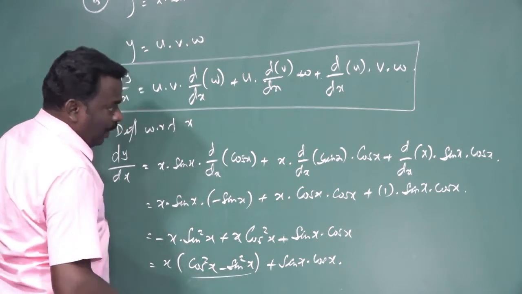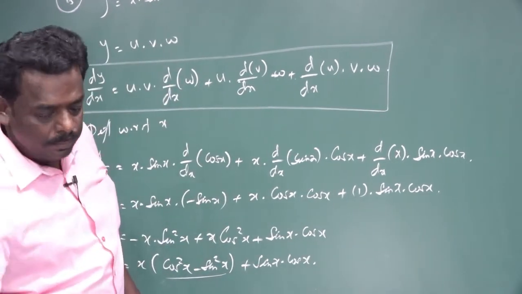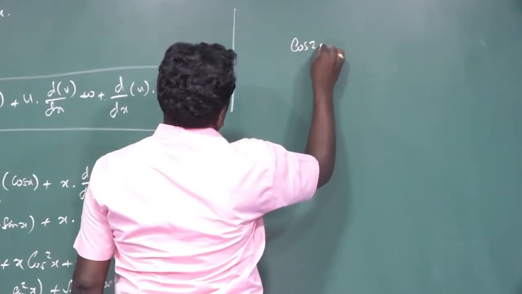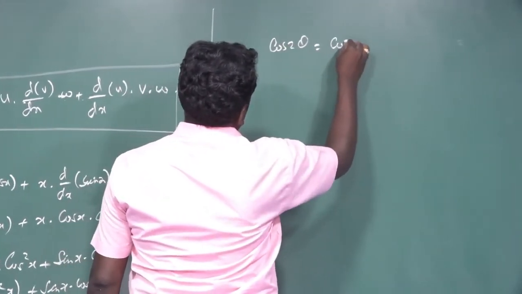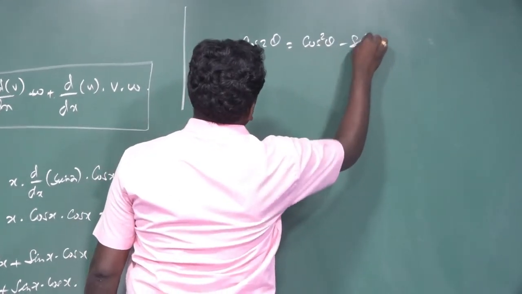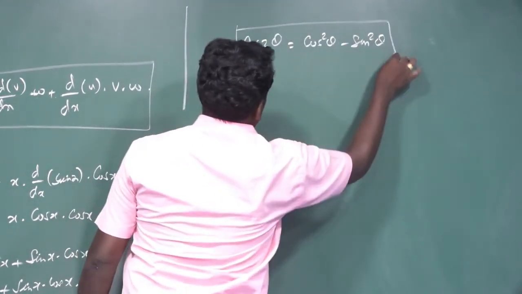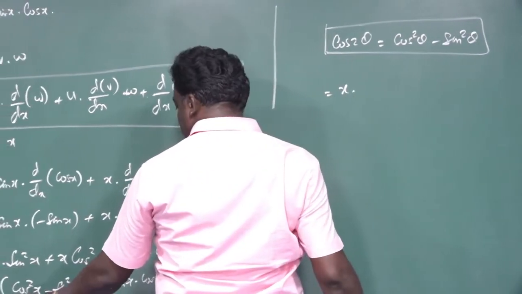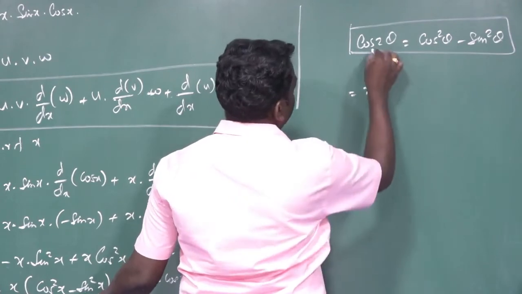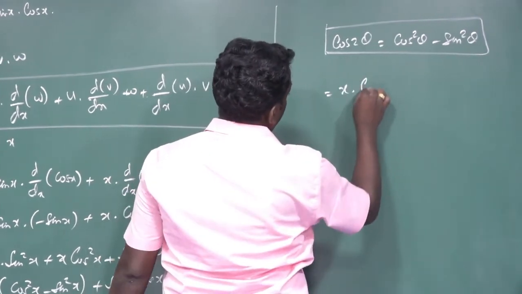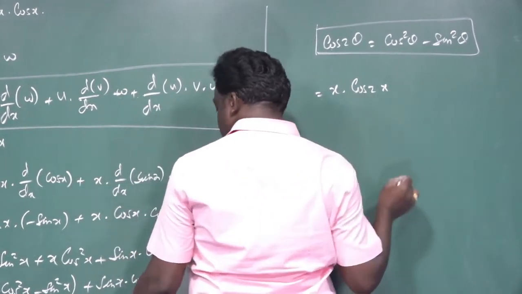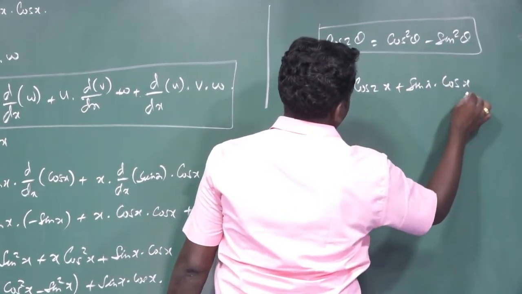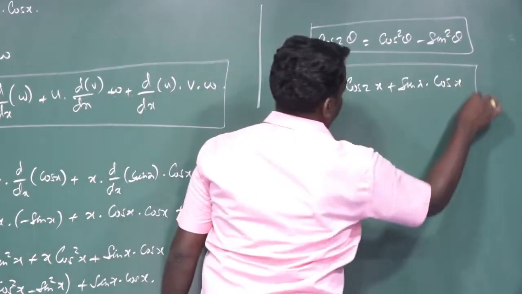Now we know the formula: cos 2 theta is equal to cos square theta minus sin square theta. Cos 2 theta formula applied here. Therefore, that is equal to x as it is, cos square x minus sin square x we can write as cos 2x, and plus sin x into cos x as it is. And this is the final simplification.